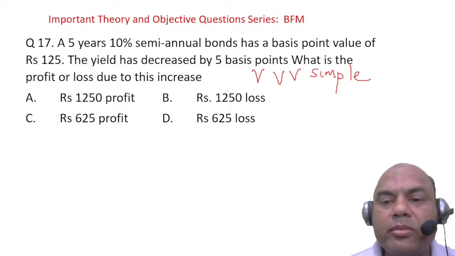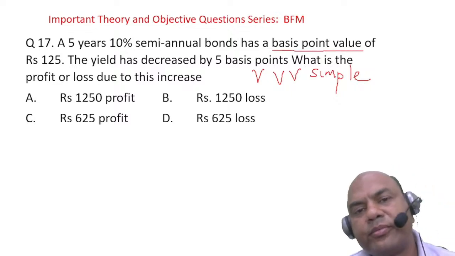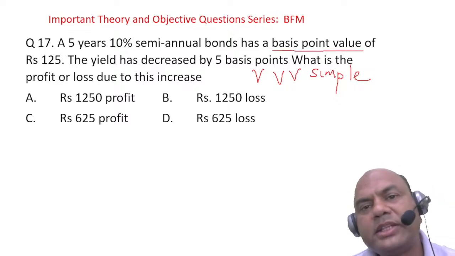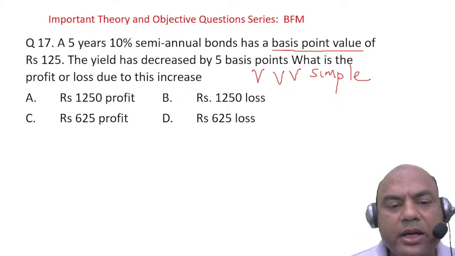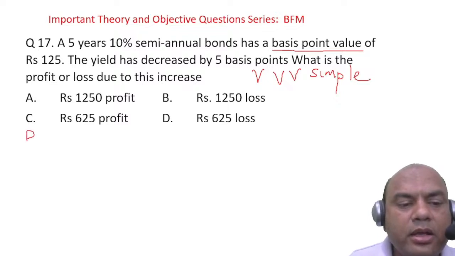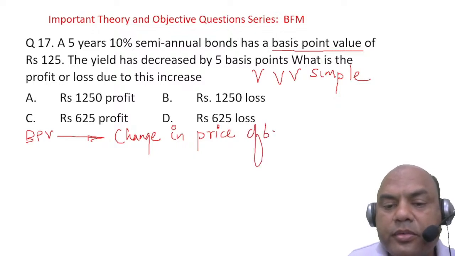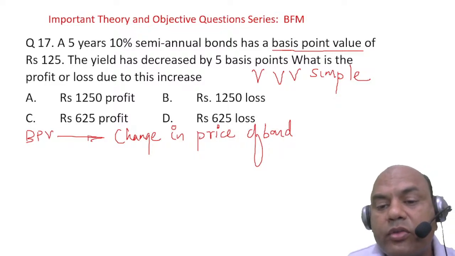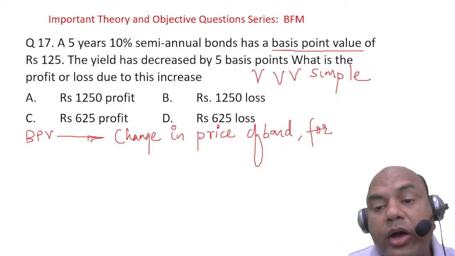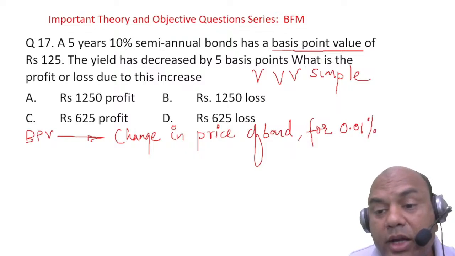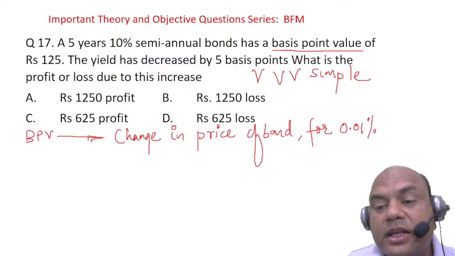Firstly, you need to understand what you mean by basis point value. BPV means the change in the price of the bond, for a 0.01% change in the rate of interest.